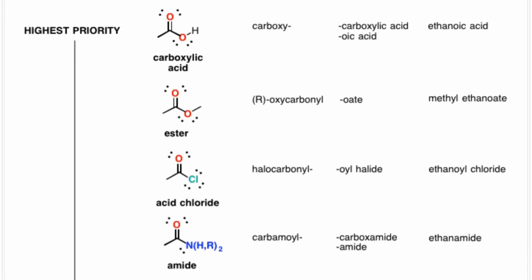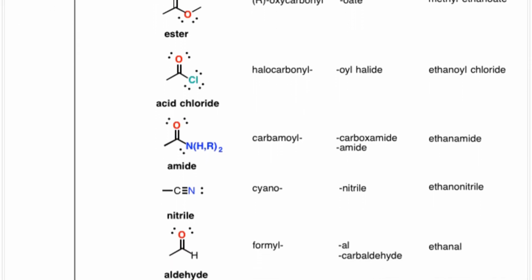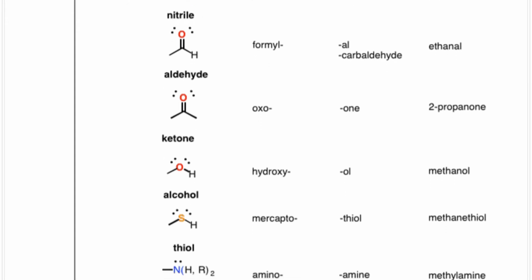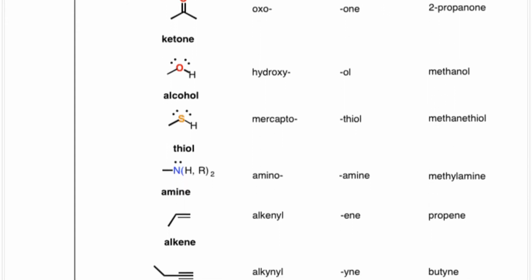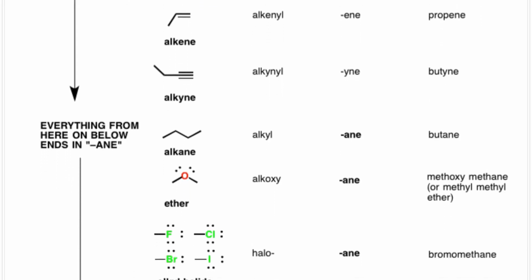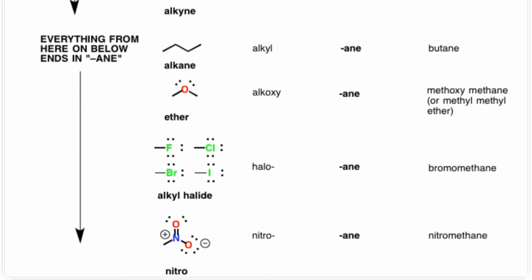Here you can see a table listing different functional groups in decreasing order. A good rule of thumb to remember is that generally, the more complex the functional group is, the higher priority it will have. And the one with the highest priority will be the suffix.